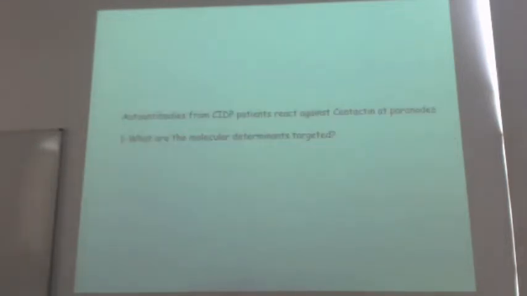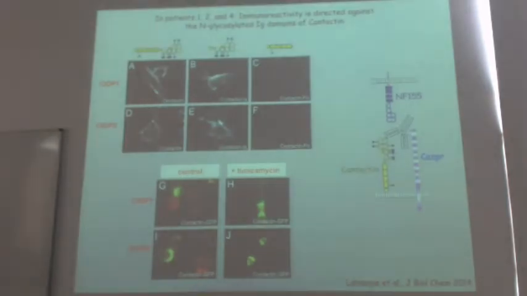But these patients form a subgroup with a very aggressive form of CIDP and poor response to intravenous injection of immunoglobulins. And moreover, they are IgG4 immunoglobulins. We will see later what it could mean. So we started a collaboration with Isabel, and we first asked what are the molecular determinants which are targeted in these patients. So we used our system of neuroblastoma cells transfected with Contactin, either the immunoglobulin domains or the fibronectin domains, and we observed that in 3 patients the immunoglobulins were directed against the immunoglobulin domains specifically.